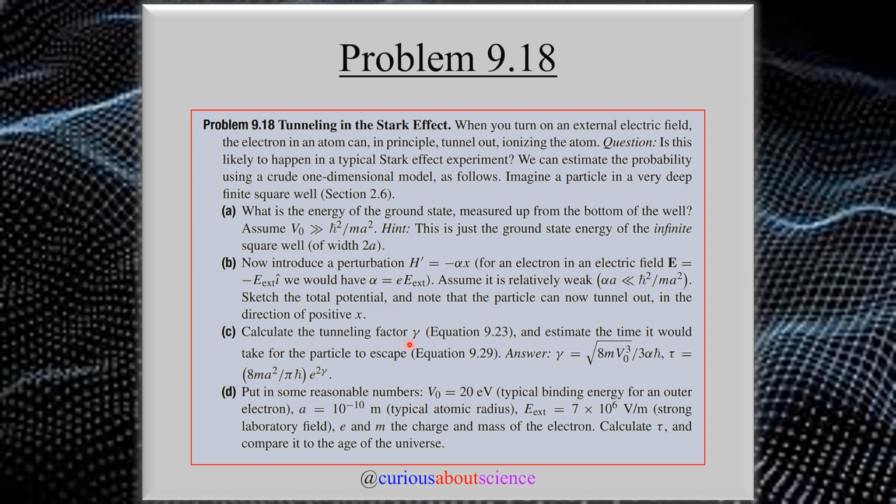Calculate the tunneling factor gamma from equation 9.23 and estimate the time it would take for the particle to escape from equation 9.29. The answer is given here. Now we need to prove it.